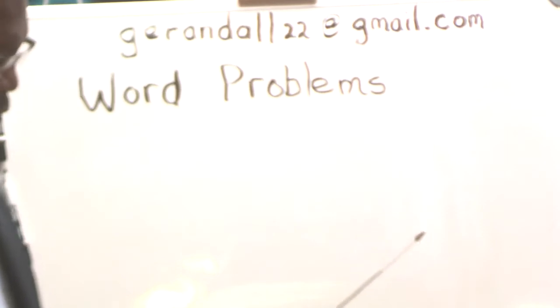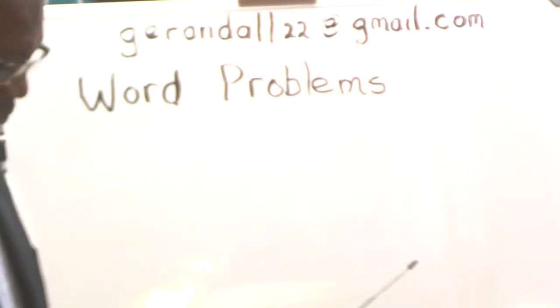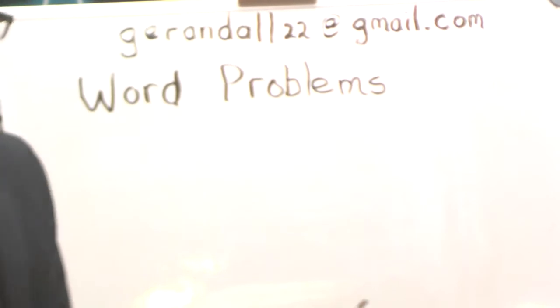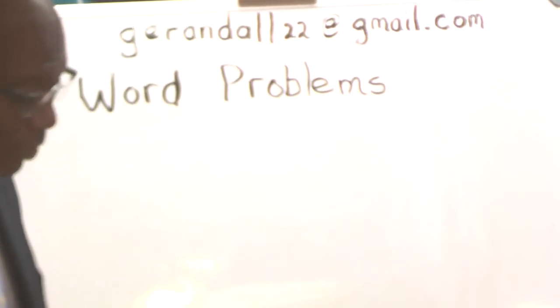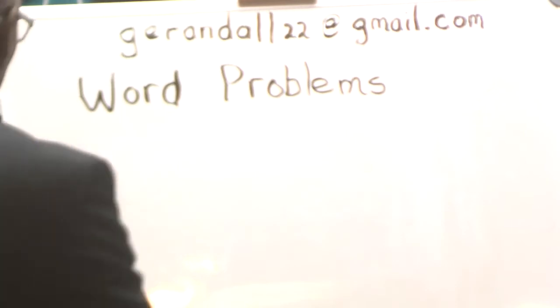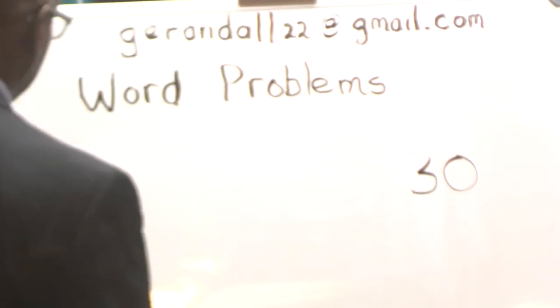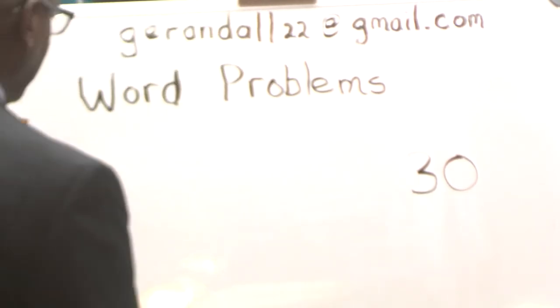The perimeter of a pool table is 30 feet. The table is twice as long as it is wide. What is the length of the pool table? What are we looking for? You said that the perimeter is 30 feet. But we have to know something: the definition of a perimeter.